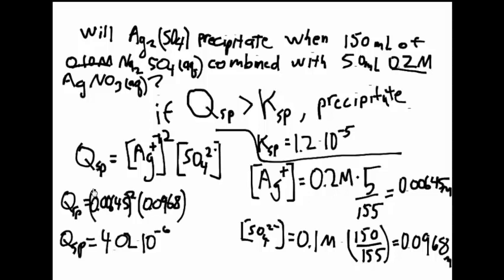And we get a value for Q that we can compare to KSP, which remember is this value. Q is lower. So what that means is we could dissolve more silver sulfate and still be below the concentrations associated with a saturated solution. So this solution is not saturated and we're not going to see a precipitate.